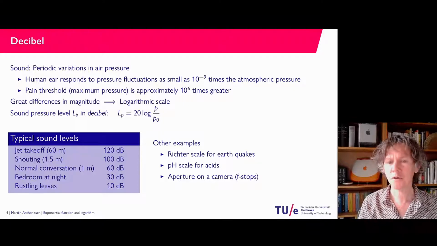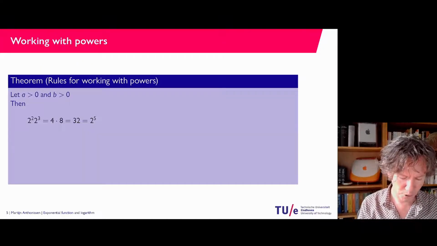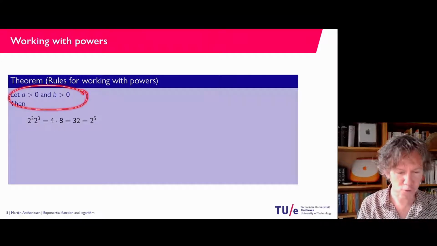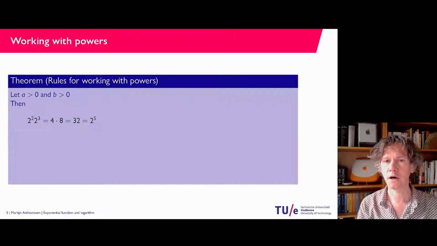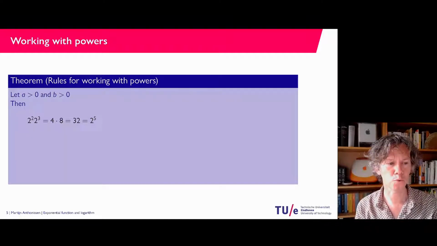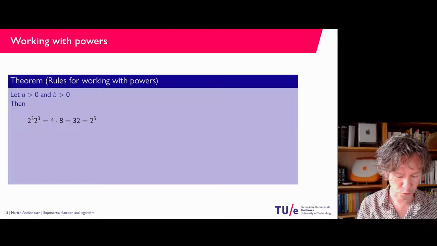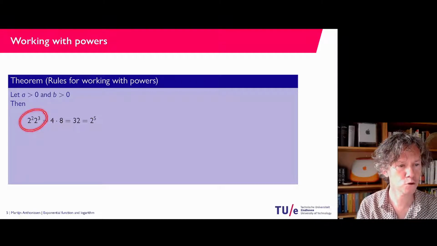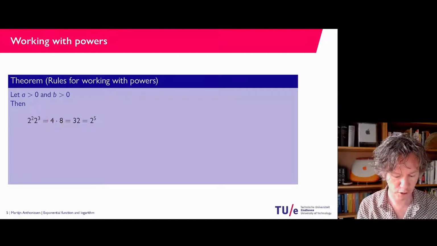Now, to get there, first we need to recap a little bit on working with powers. So let a and b be positive numbers, and I will introduce a couple of rules that you already know, but just to recap, I'll work with some examples to first introduce them. If you have 2 to the power 2, that's 4, times 2 to the power 3, that's 4 times 8, that's 32, which is 2 to the power 5.